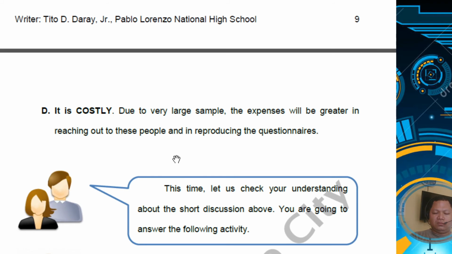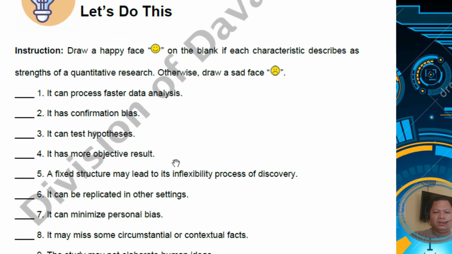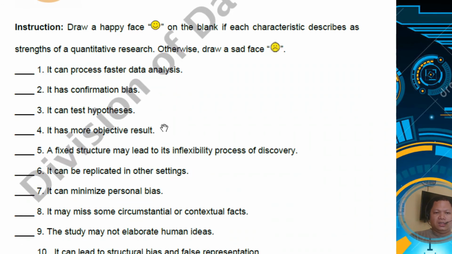Okay, let's do this. Draw a happy face on the blank if each characteristic describes a strength, and a sad face if it's a weakness. Number 1, it can process faster data analysis. The answer is, correct, a happy face. It is a strength of quantitative research.